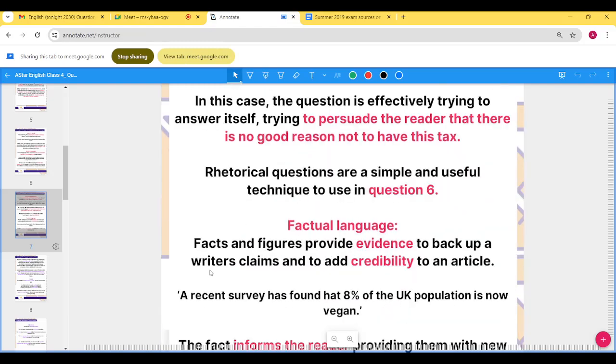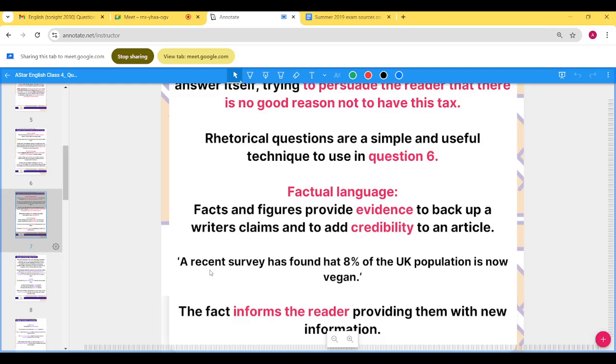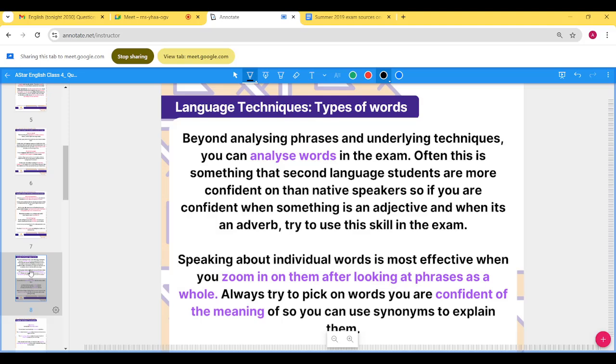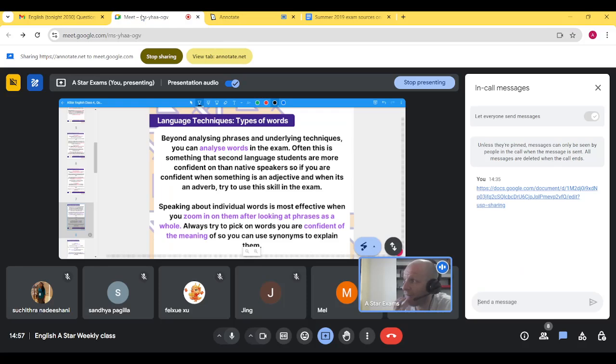I realise I don't know my own document because we've got the information on a statistic. Here it's a statistic really rather than factual language. Factual language can just be talking about things that happened. It would be that, I assume, rather than 8% of the UK population are vegan. It will be that 8% of the UK population is now vegan. And yeah, as mentioned already, factual language is all about informing the reader. Again, maybe trying to persuade them as well, but persuading them through information.